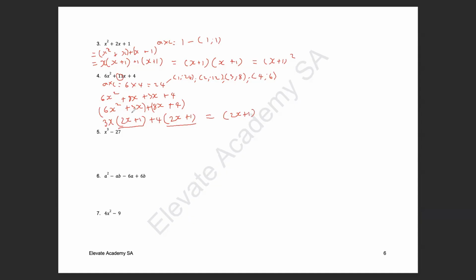And then when we divide our first term by our common factor, we're left with 3x. Divide our second term by our common factor, we're left with 4. And this is our final answer.